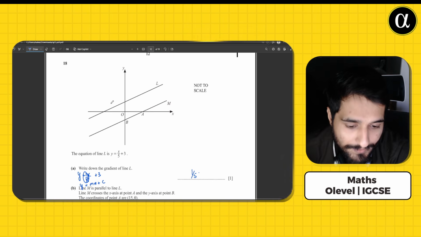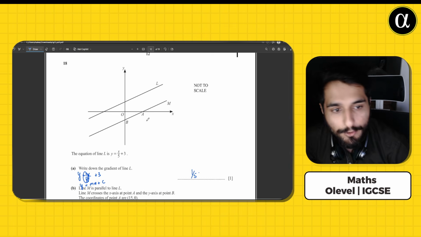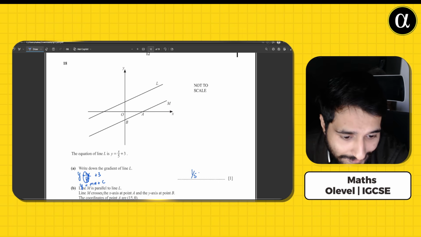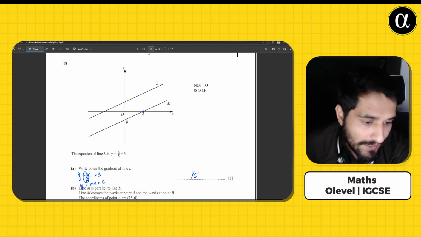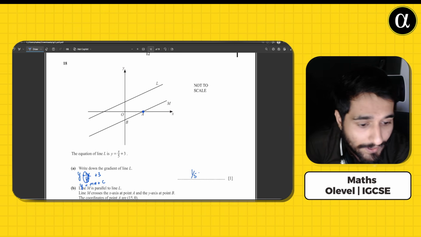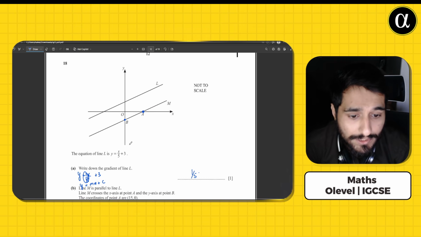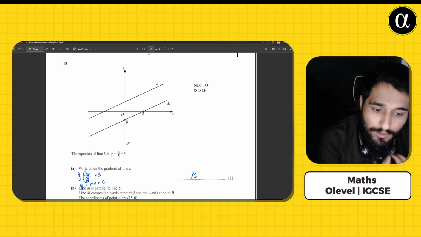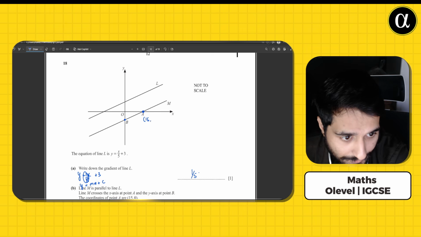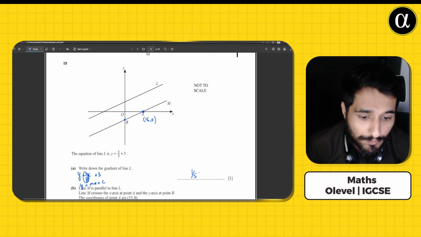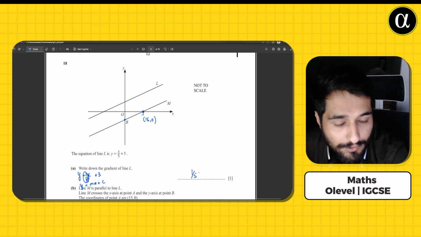Now, part B says line M is parallel to line L. Line M crosses the x-axis at point A, and the y-axis at point B. The coordinates of point A are 15 and 0. And we need to show that we can find the coordinates of point B.